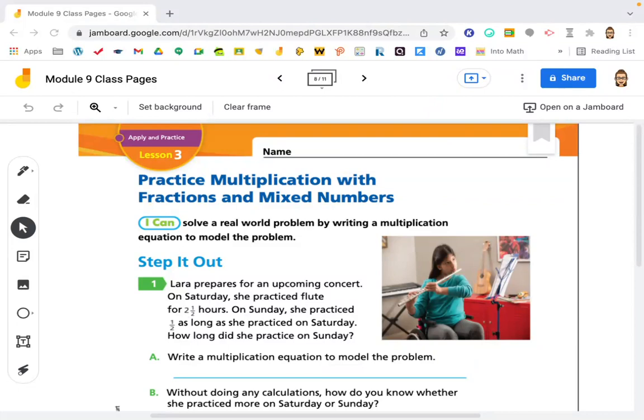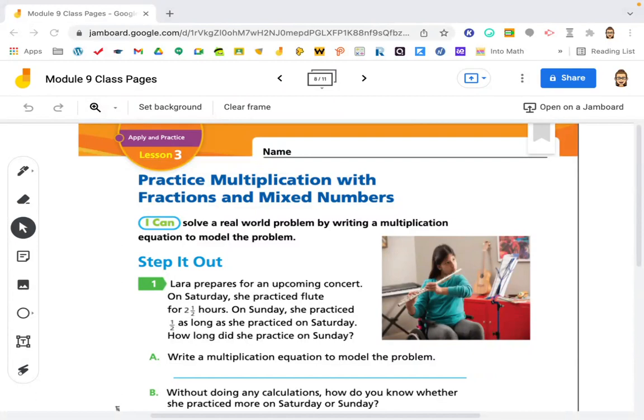Today we are looking at Module 9, Lesson 3, which is all about practicing multiplication with fractions and mixed numbers. Hopefully by the end of this lesson, you'll be able to solve a real-world problem by writing a multiplication equation to model the problem. So we're starting with the Step It Out, number 1.